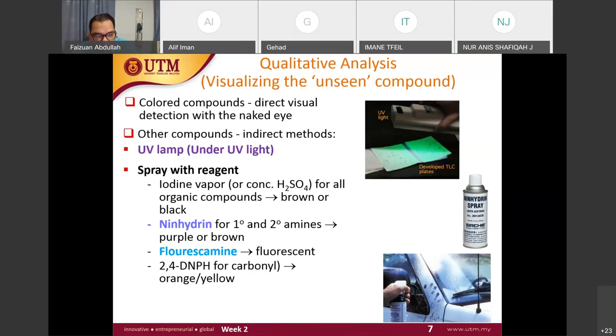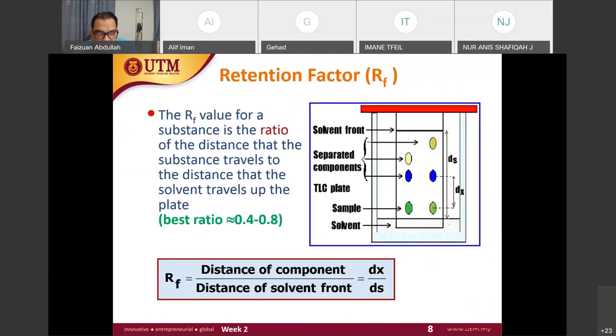We also use ninhydrin for primary and secondary amines, and it will form a purple or brown color. And fluorescamine, which means fluorescent, will be colored. And with 2,4-DNPH for carbonyls, it will turn orange and yellow.